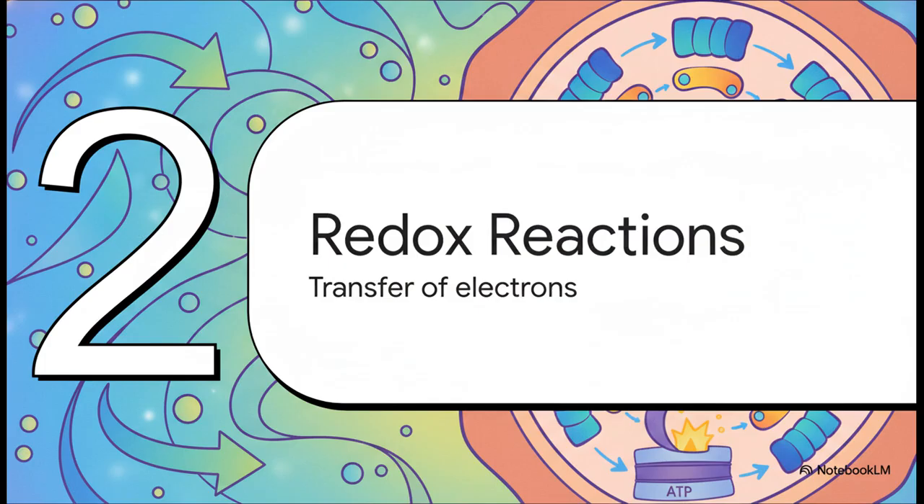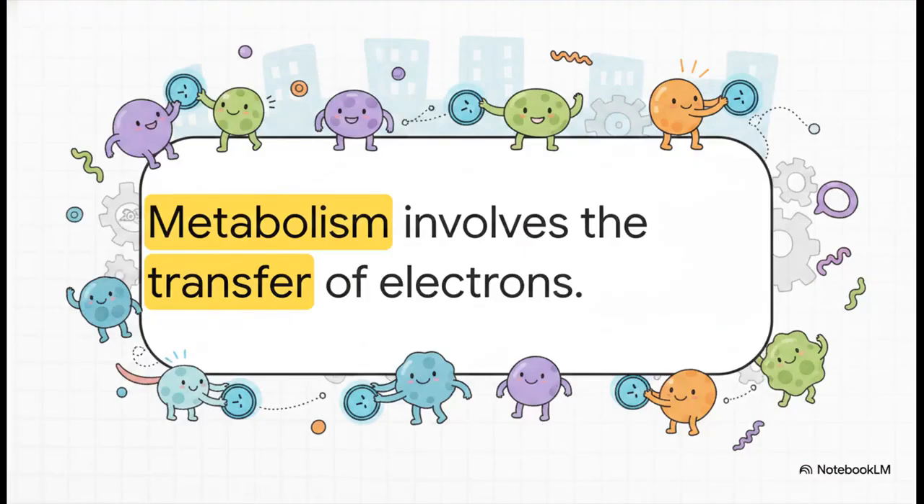Moving on to Section 2. Redox reactions explained. The transfer of electrons. The key idea here is that metabolism involves the transfer of electrons. Just like coins changing hands in a city's economy to buy and sell goods, हमारी body के अंदर electrons molecules के दरमियान pass होते हैं. जब electrons एक molecule से दूसरे molecule में transfer होते हैं, तो energy generate होती है. ये constant electron flow ही metabolism का absolute core mechanism है.